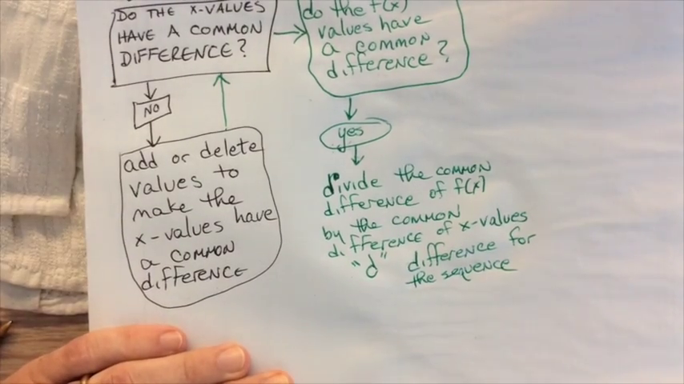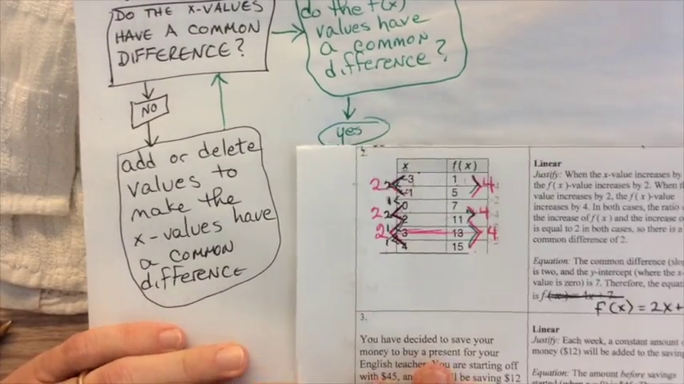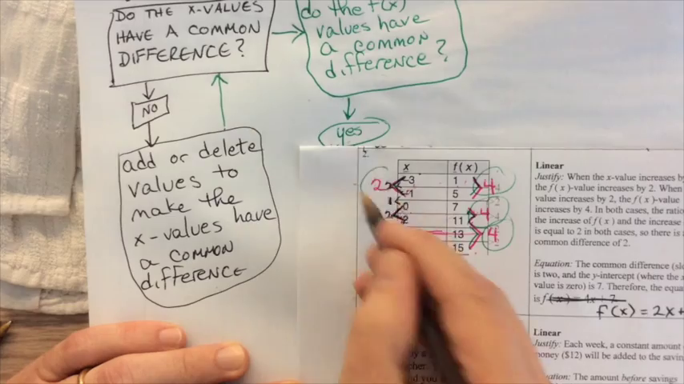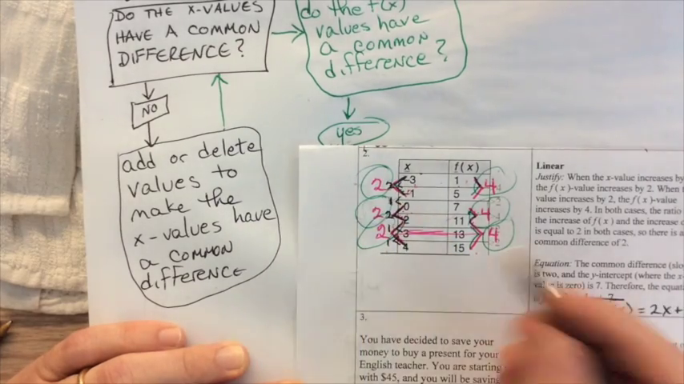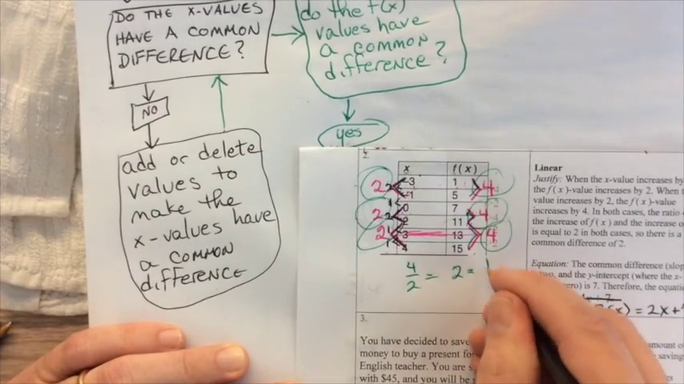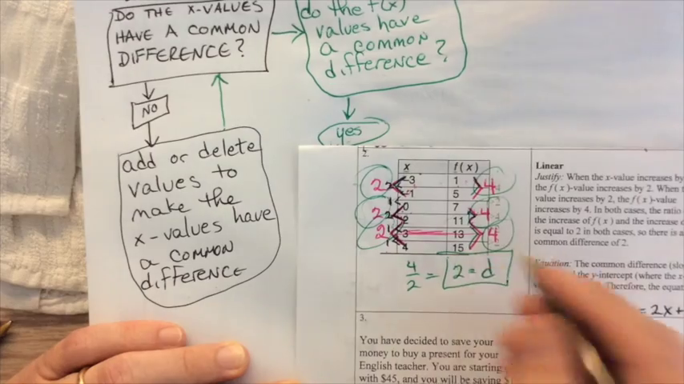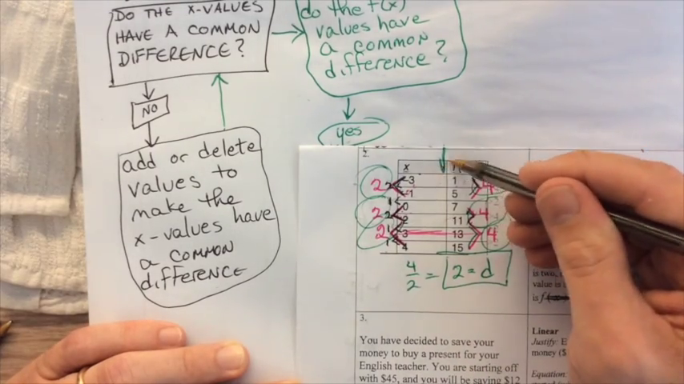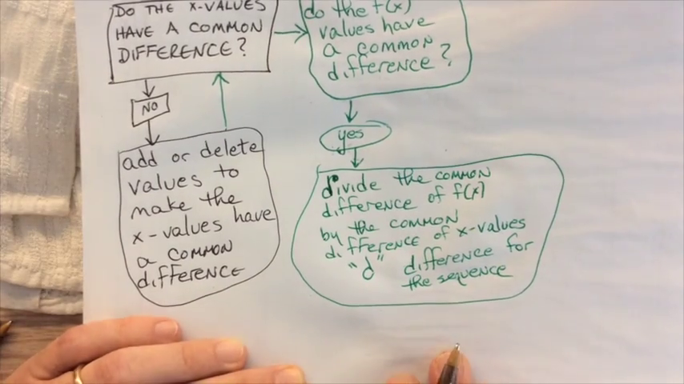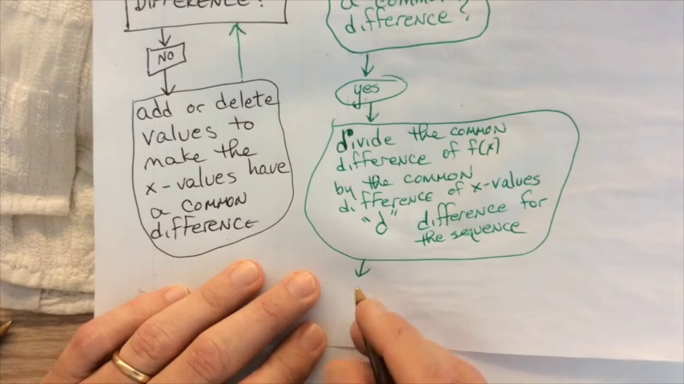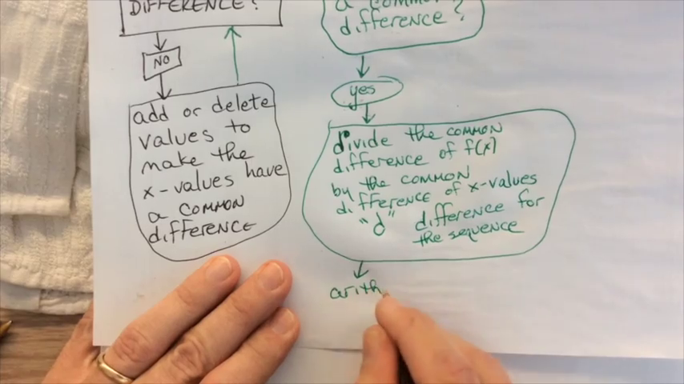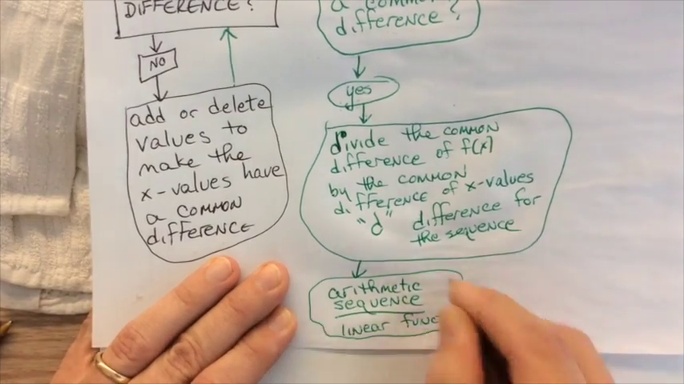So you take the common difference of f of x, which is what? 4. And you take the common difference of the x, which is what? 2. And you divide them, and what do you get? 2. And that's the common difference for this function table here, from here to here, for each one.